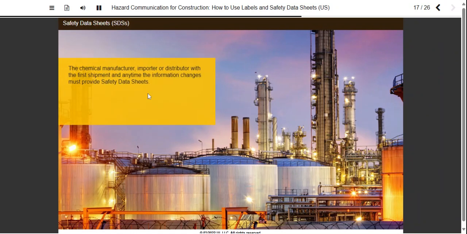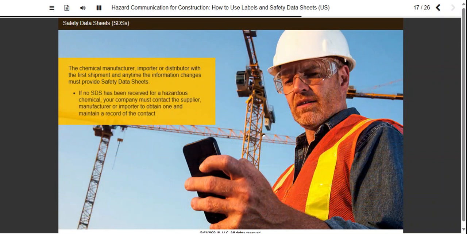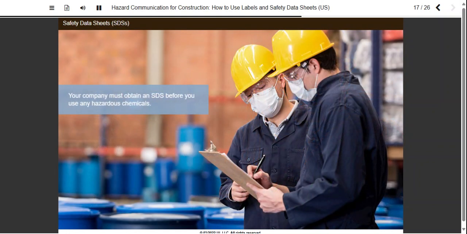The chemical manufacturer, importer, or distributor, with the first shipment and any time the information changes, must provide safety data sheets. If no SDS has been received for a hazardous chemical, your company must contact the supplier, manufacturer, or importer to obtain one and maintain a record of the contact. Your company must obtain an SDS before you use any hazardous chemicals.